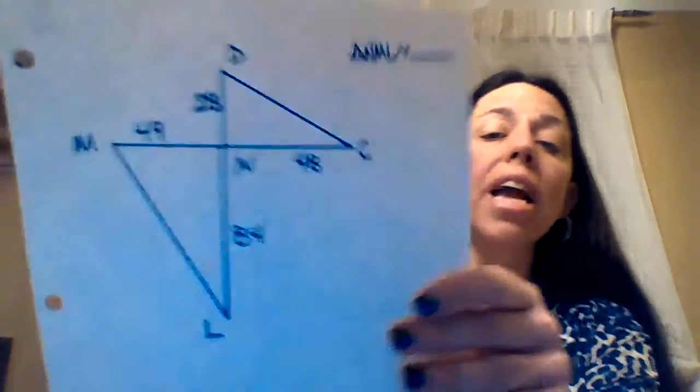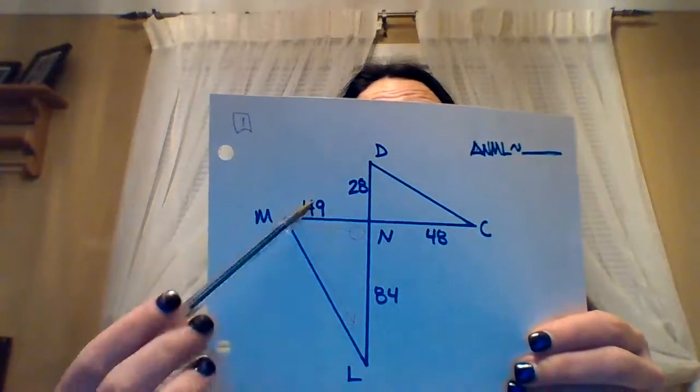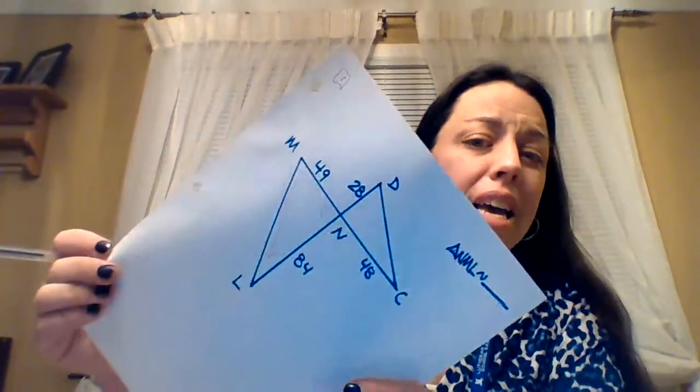If I look at NML, that's the way I would swoop around there on that side. And again, it looks like 49 is shorter than 84, right? So that's just something important to think about in our mind. Anytime I see a bow tie, even if it is twisted on its side, even though it was not marked, I know I have vertical angles.